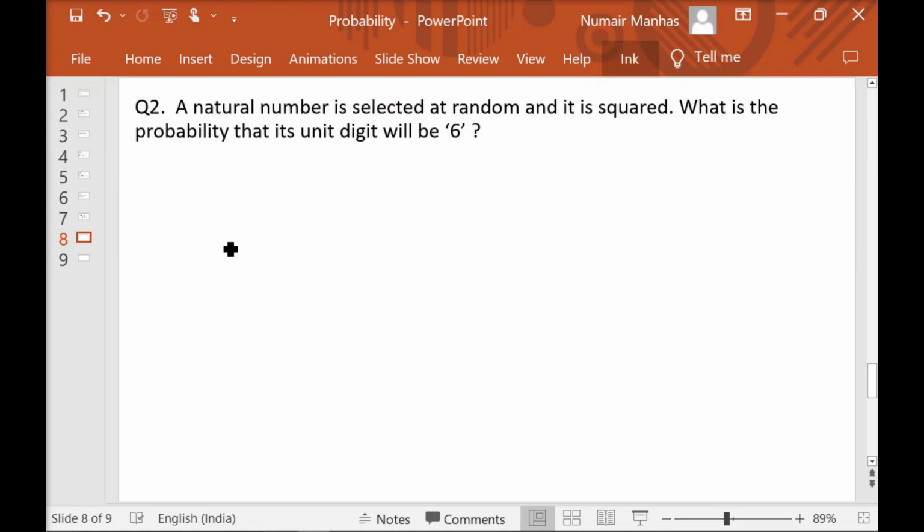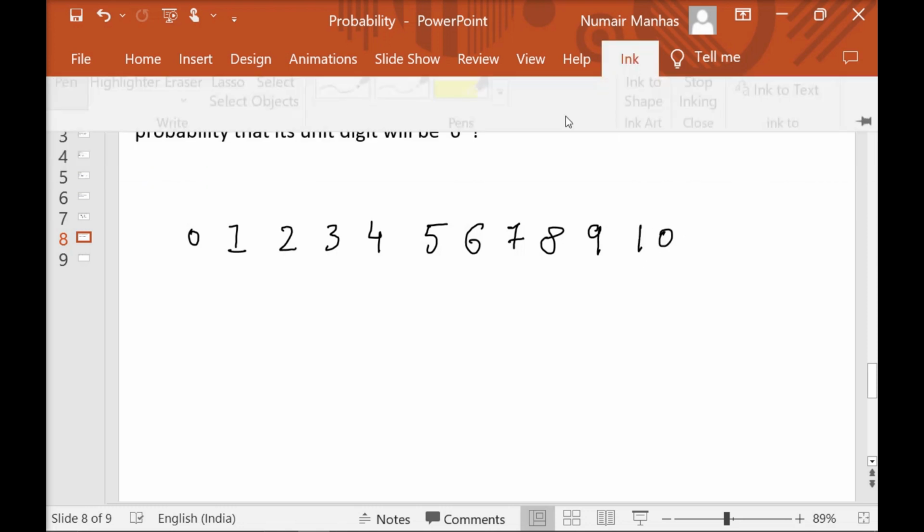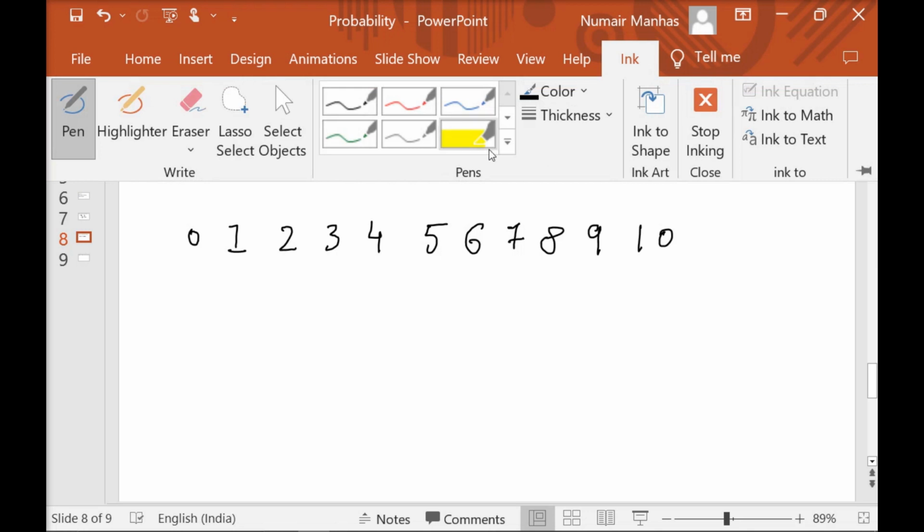So first let us write down the natural numbers from 0 to 10. For the unit digit, we know that we have to write from 0 to 9: 0, 1, 2, 3, 4, 5, 6, 7, 8, 9. Sorry, the 10 won't come, because only a single digit number will be at the units place.